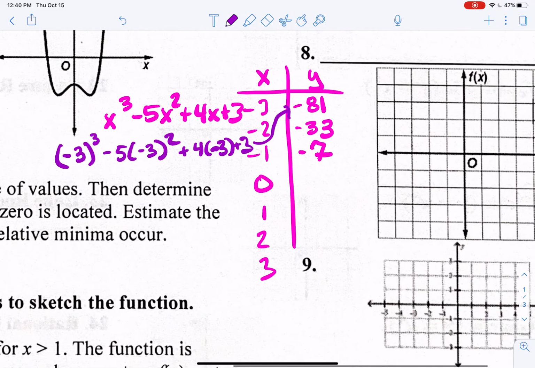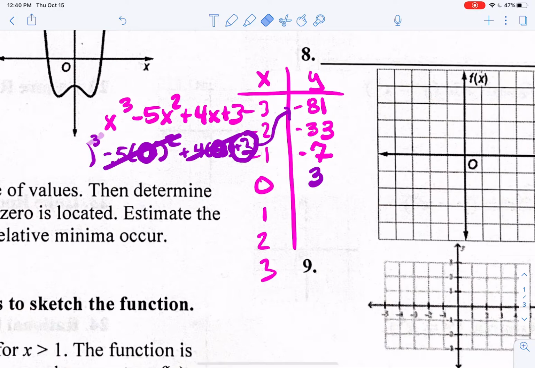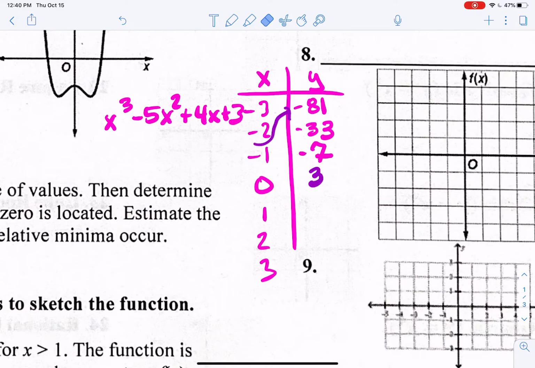So I'm going to pick up on the 0. If we change each one of these to zeros, so 0 cubed minus 5 times 0 squared plus 4 times 0 plus 3. What's really nice is that when you're plugging 0 in, 0 cubed goes to 0, -5 times 0 squared becomes 0, and 4 times 0 goes away. So basically the last number, that 3, is all I'm left with when I'm plugging 0 in. Now I'm going to erase that, and we're going to plug in 1.